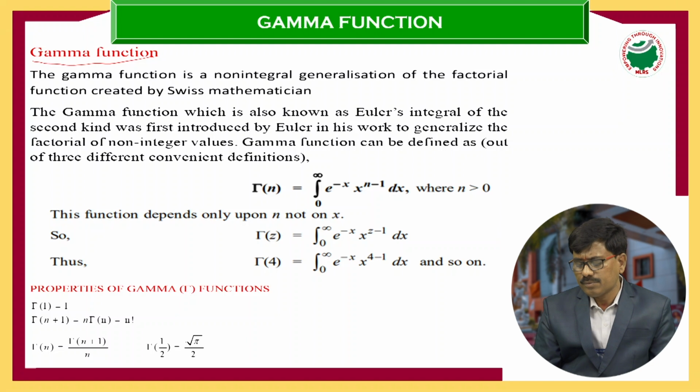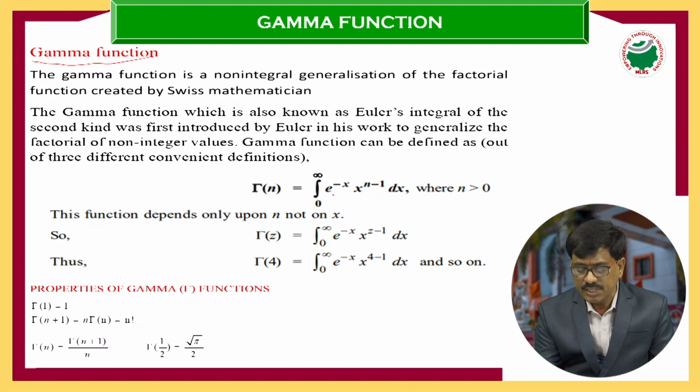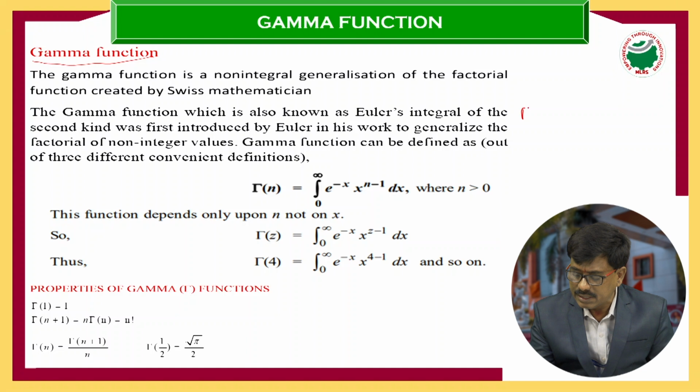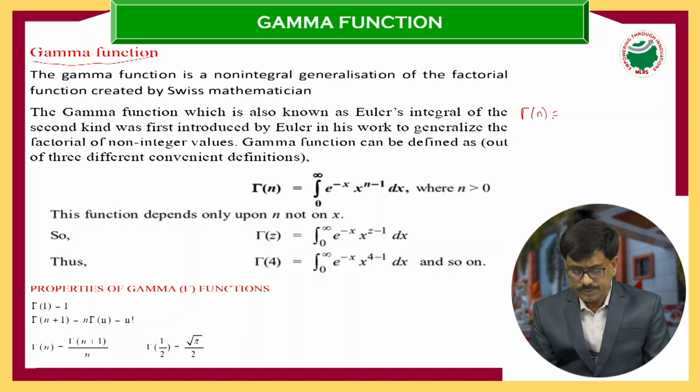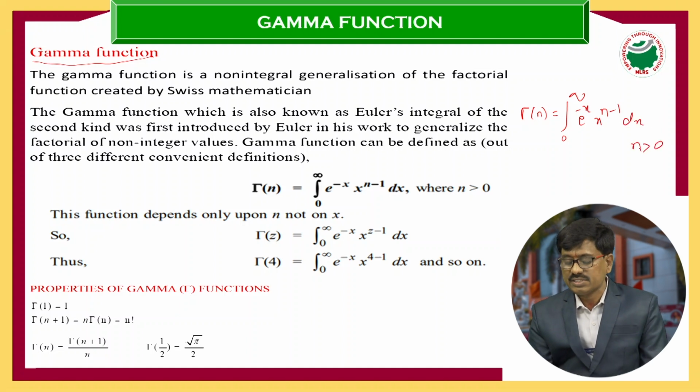This is the general form of the gamma function. If I write the definition, the gamma function is a single variable function, which is also a second kind of integral function. Therefore, gamma of n is equal to integral 0 to infinity e power minus x, x power n minus 1, dx. n is always greater than 0. Let me write this definition, you will get the clarity. Gamma of n is equal to integral 0 to infinity e power minus x, x power n minus 1, dx. We need to take the n value always greater than 0.